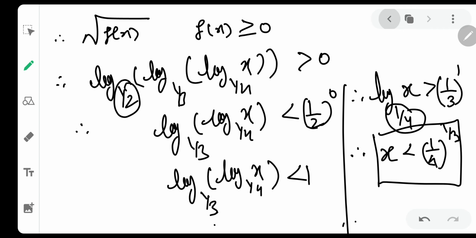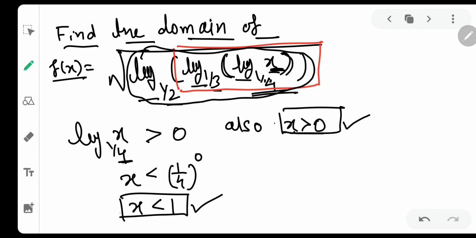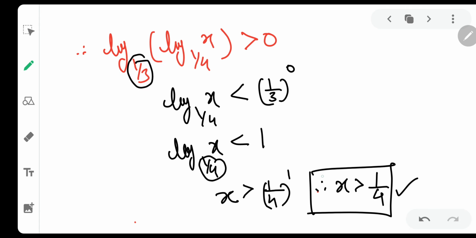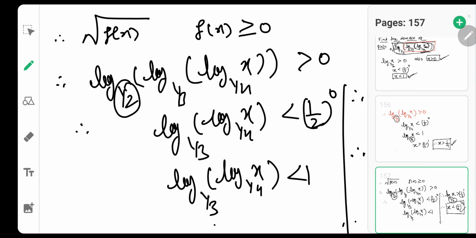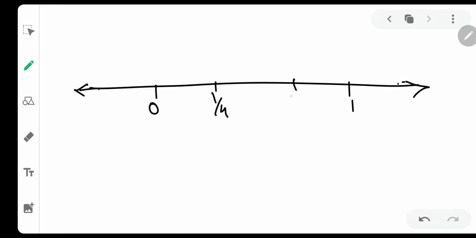Okay, so we have gotten many conditions. One is x less than 1, one is x greater than 0, one is x greater than 1/4, and one is x less than (1/4) raised to 1/3. Now let us draw a number line. On this number line we will have 0 here, 1 here, and 1/4 here, and (1/4) raised to 1/3 here.